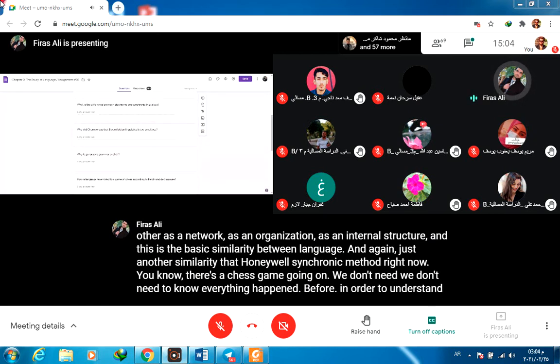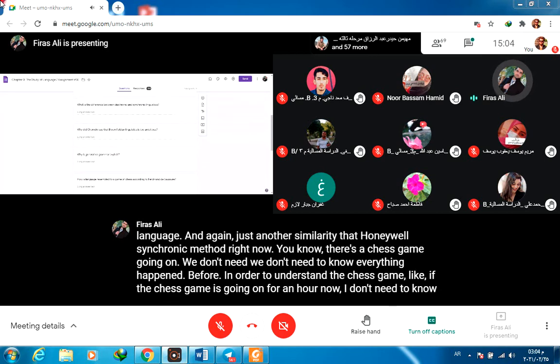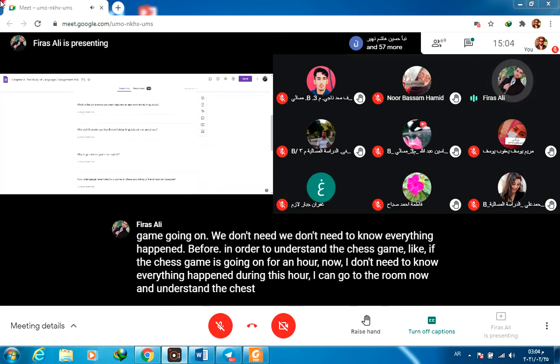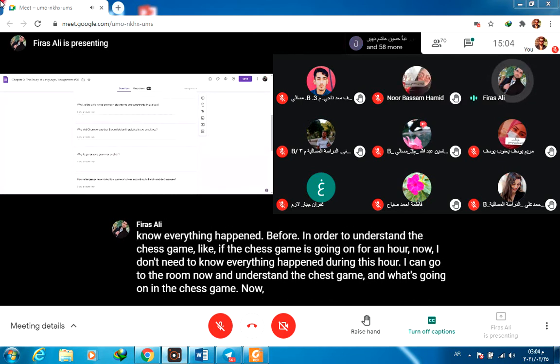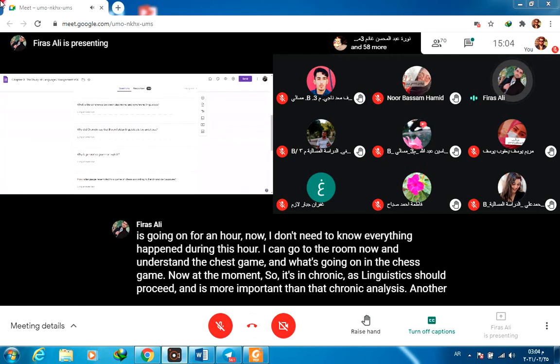Another similarity is that it doesn't matter if the chess pieces are made of wood or ivory, glass, or chocolate or anything. What matters is the function of these chess pieces within the chessboard. And this is in addition to the other similarities that we've mentioned between linguistics and the chess game.